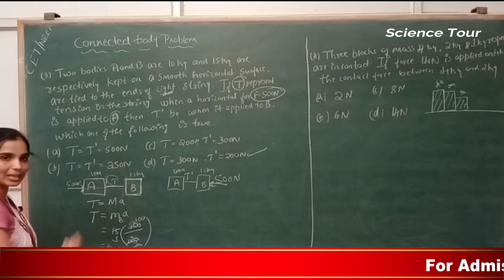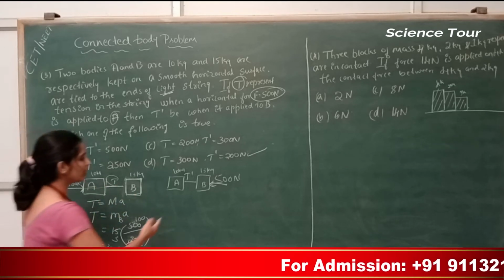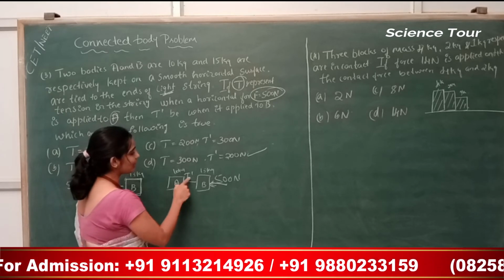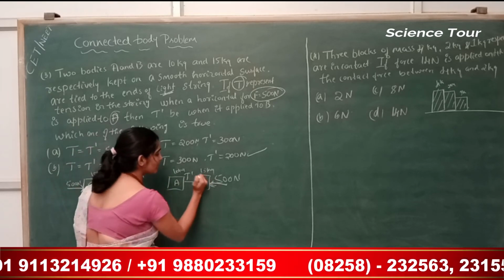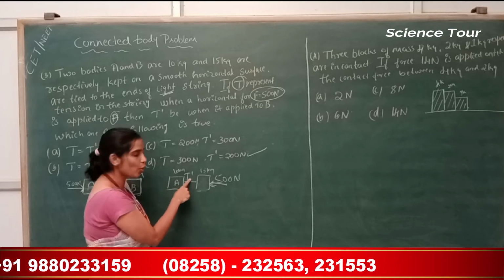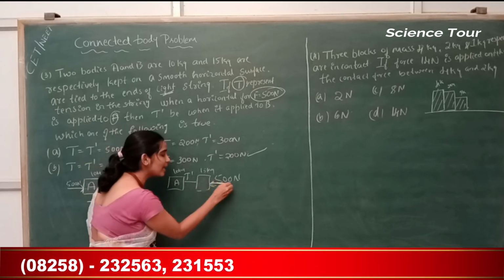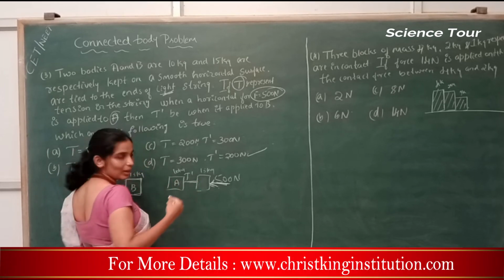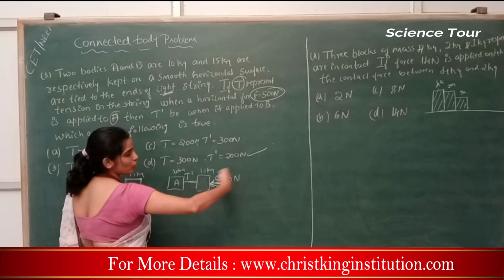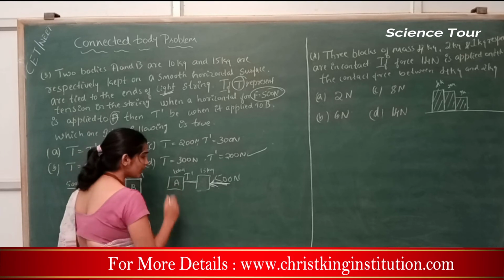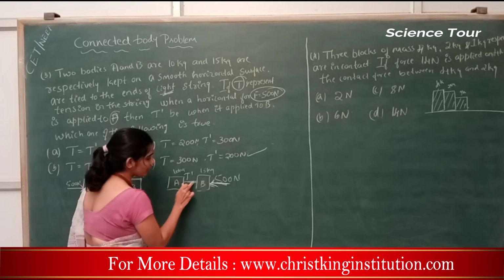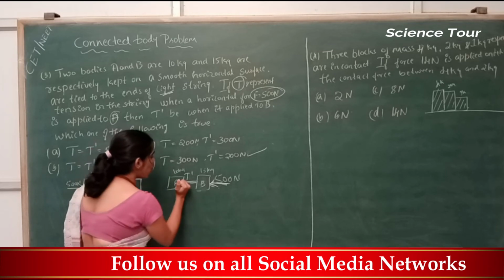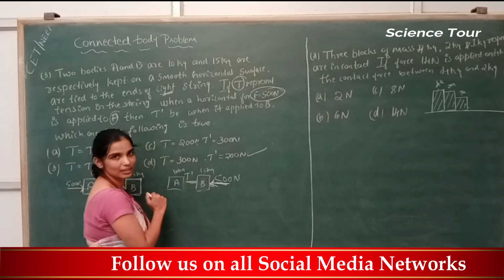No, I want to recheck. Let's go for this, T dash. When B is 0, will T dash be 0? No, because 500 Newton is applying in this direction. A is pulling the string towards left, but 500 is also applying the force on it. Tension wouldn't be 0. This string will not experience the tension only if this mass is removed.